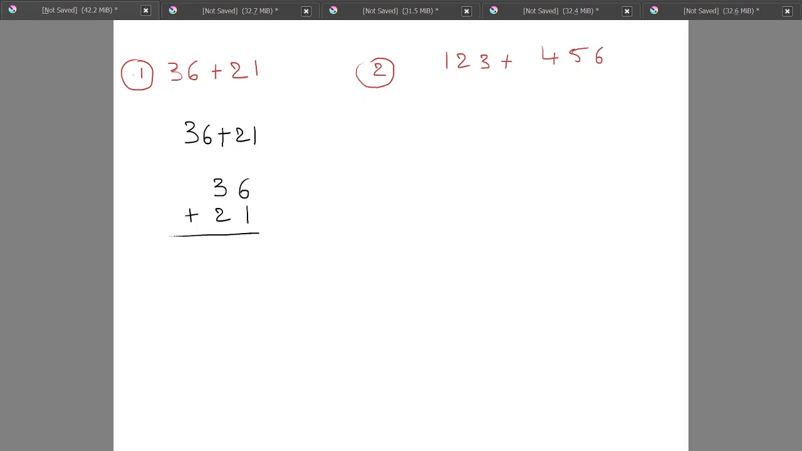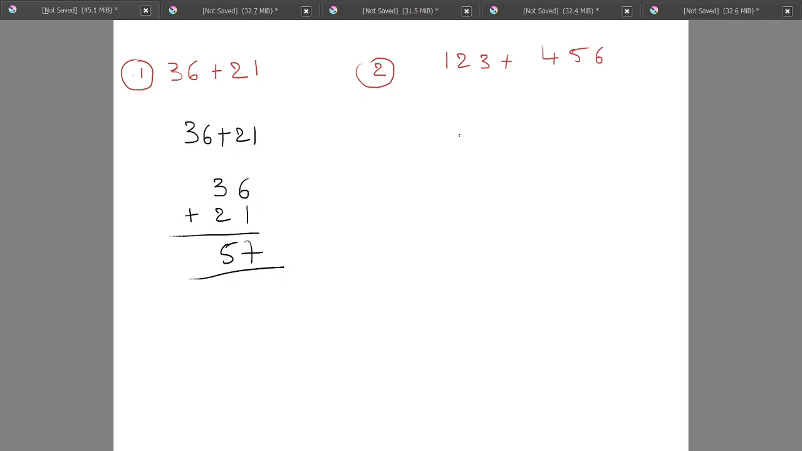Now 1 plus 6. So how do we start? We start from the units place and then move to the left side. We start with units, then tens, then hundreds, then thousands, ten thousands, lakhs, and so on. So 1 plus 6 is 7 and 2 plus 3 is 5. So the answer for 36 plus 21 is 57.